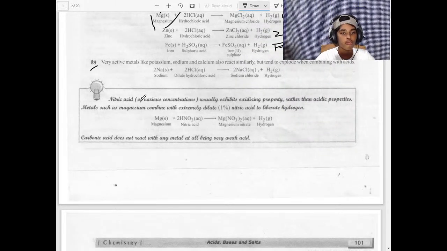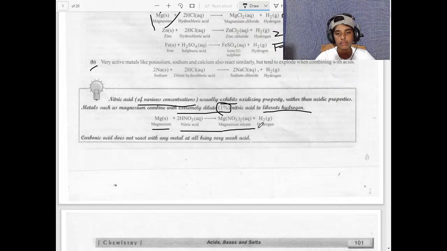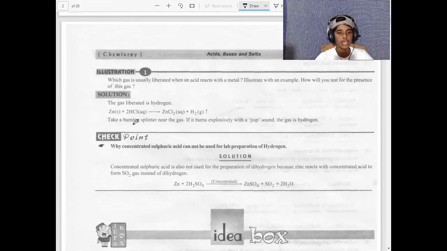Next, nitric acid of various concentrations usually exhibits oxidizing property rather than acidic properties. Metals such as magnesium combine with extremely dilute, 1% only, nitric acid to liberate hydrogen. Here is magnesium plus nitric acid giving magnesium nitrate plus hydrogen.